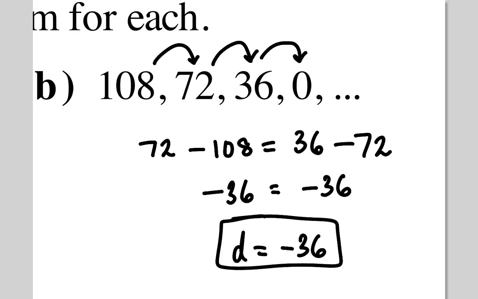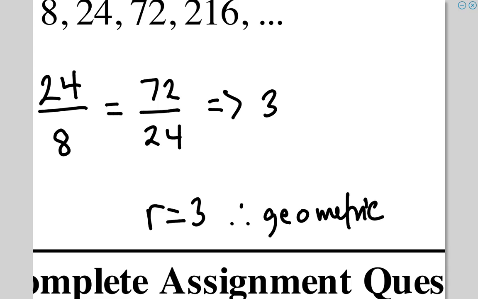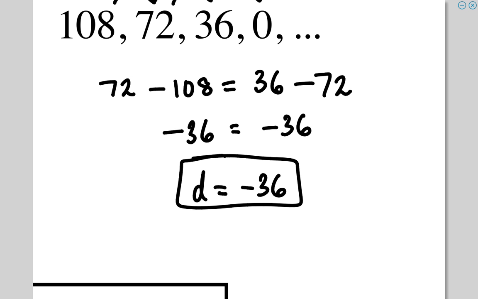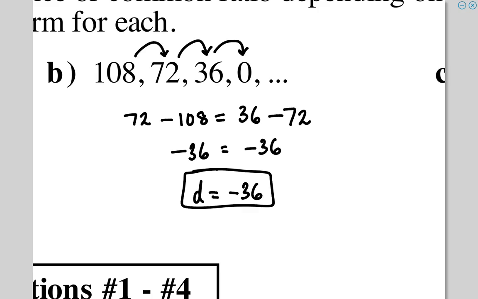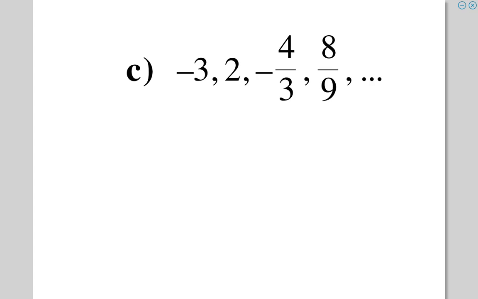That's your common difference. So arithmetic sequences have common difference, and geometric sequences have common ratio. Okay, because one's multiplication and the other is adding and subtracting. Multiplying and dividing, adding and subtracting, right? But we always just use the adding and multiplying. We don't typically subtract and divide. Okay, let's take a look at this one.